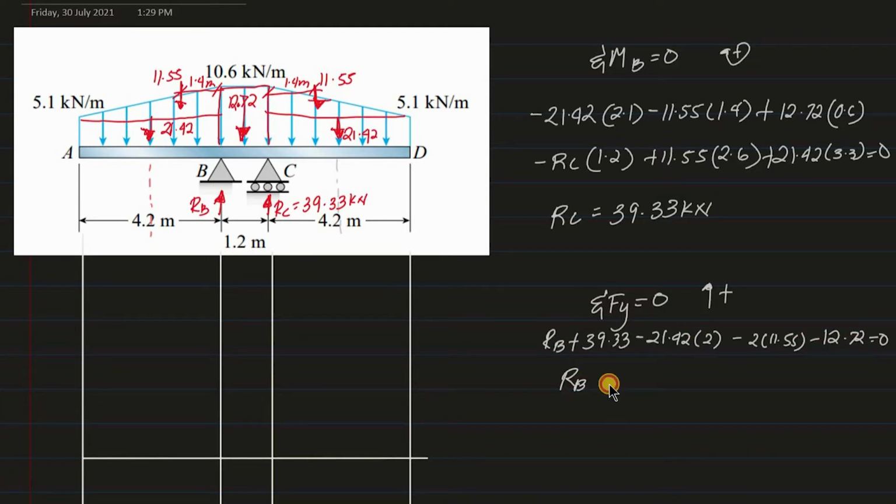Now, solving for RB, we can now solve for that. We have our answer which is also the same. So, parehas yung reactions nila. Okay? 39.33 kilonewtons. So, RB and RC are the same. So, it's also 39.33 kilonewtons. So, same pala yung magnitude ng dalawang reaction. So, yeah, we're done with our first step, solving for the reactions.